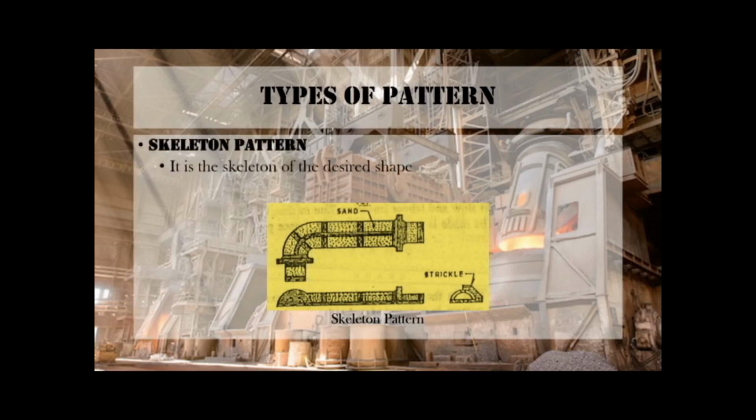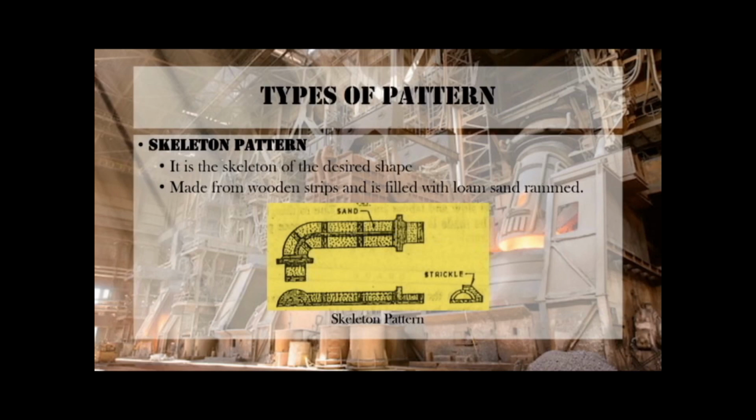Skeleton pattern. The pattern is the skeleton of the desired shape. The skeleton is made from wooden strips and is filled with loam sand, rammed. This pattern is used for large castings such as turbine housings which have hollow construction.